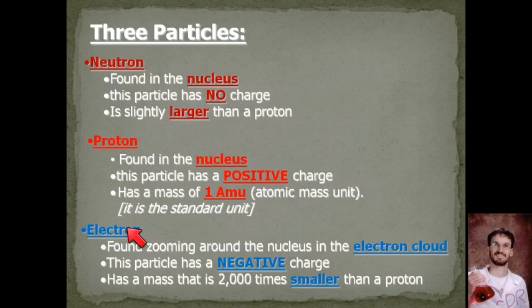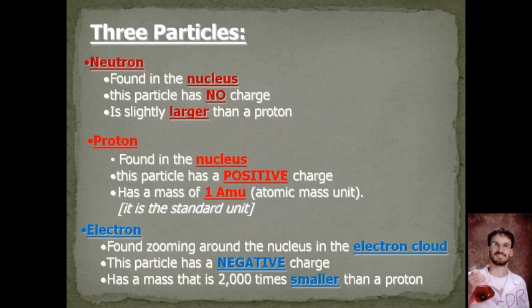An electron, on the other hand, is found zooming around the nucleus in the electron cloud. It has a negative charge, and it's really super tiny. It would take 2,000 of them to have the same mass as a proton. So electrons are really, really small.